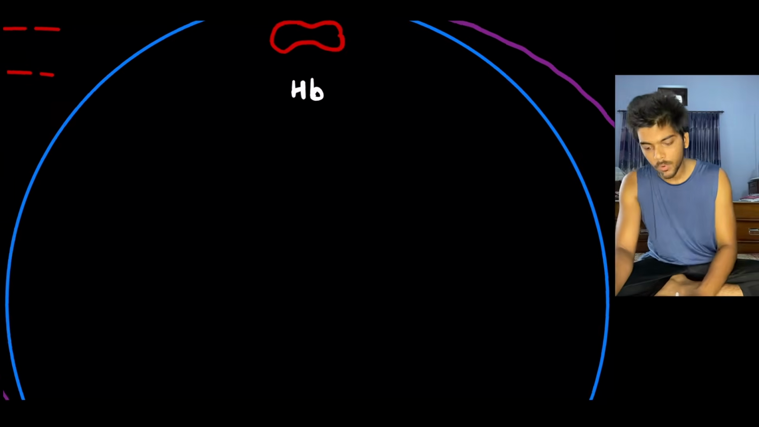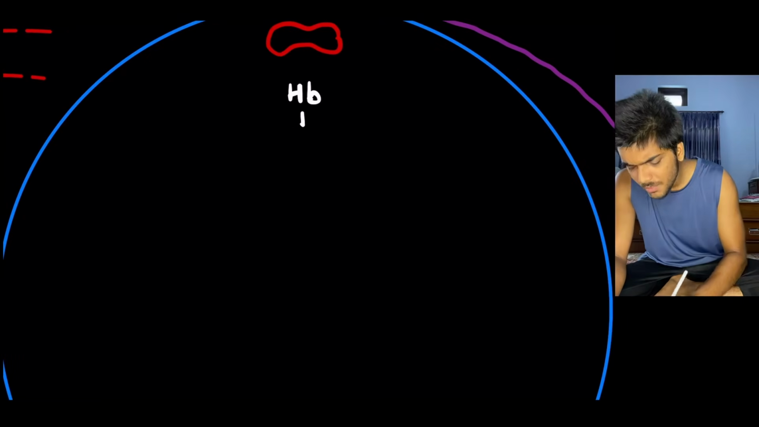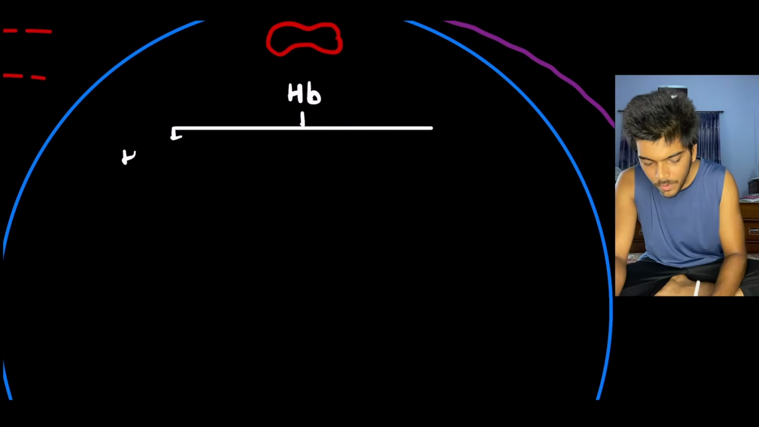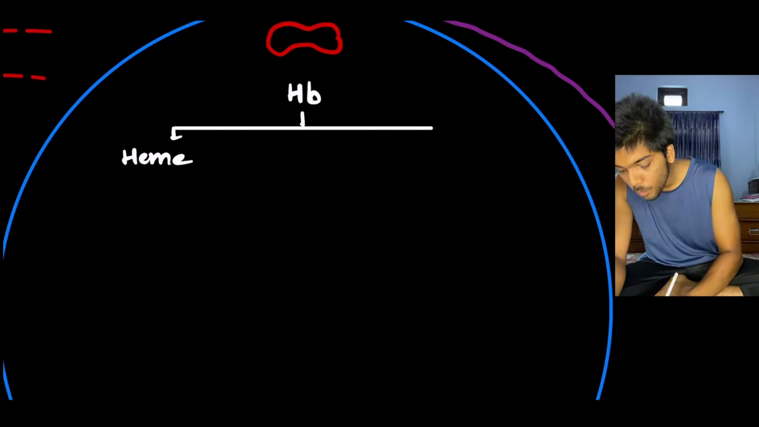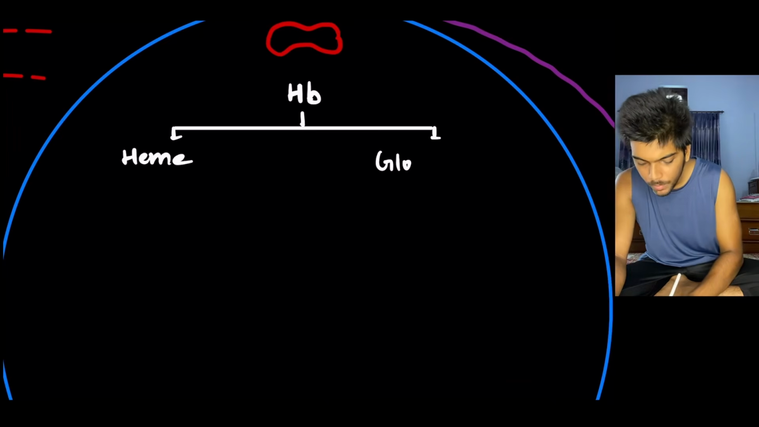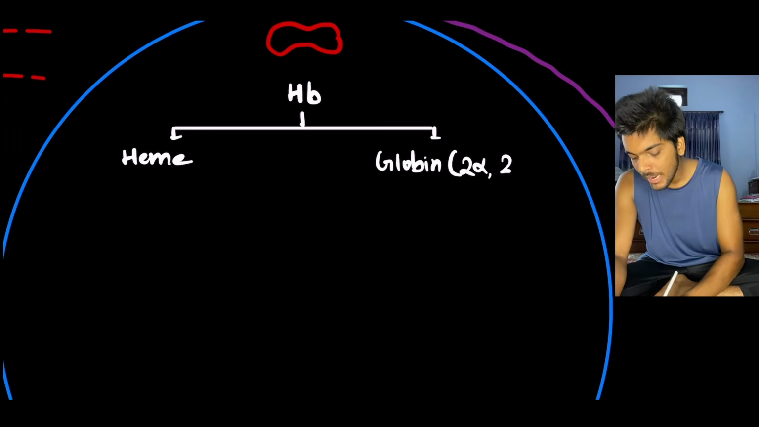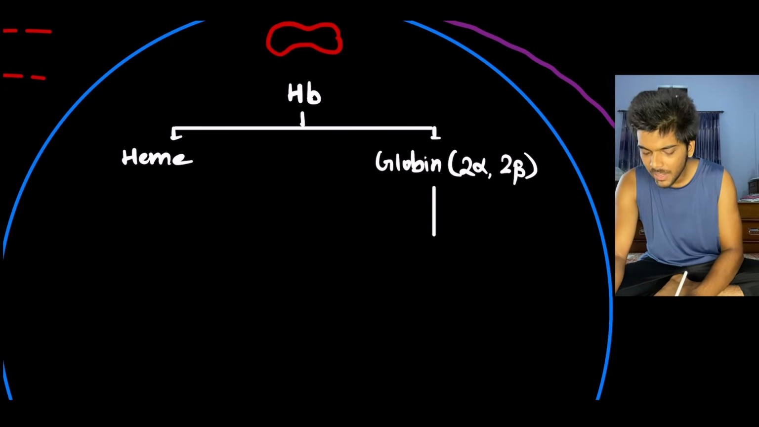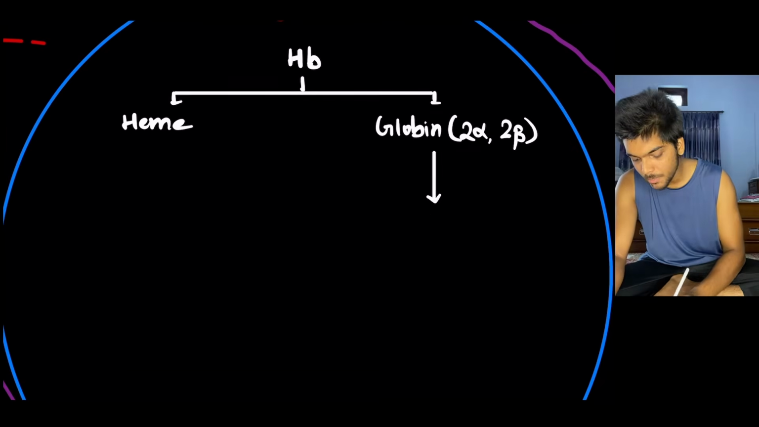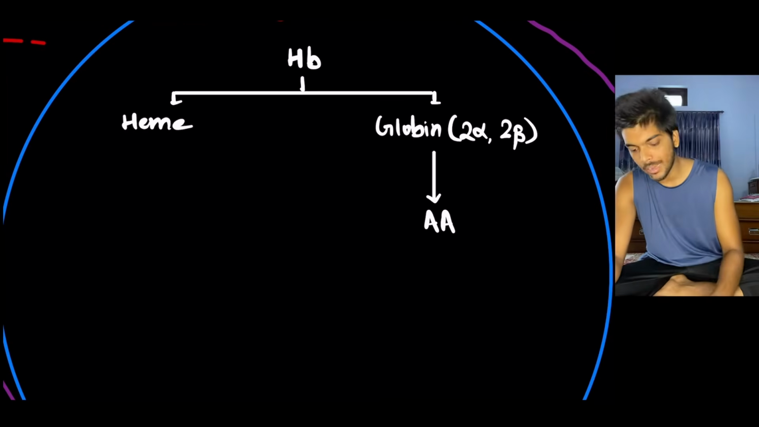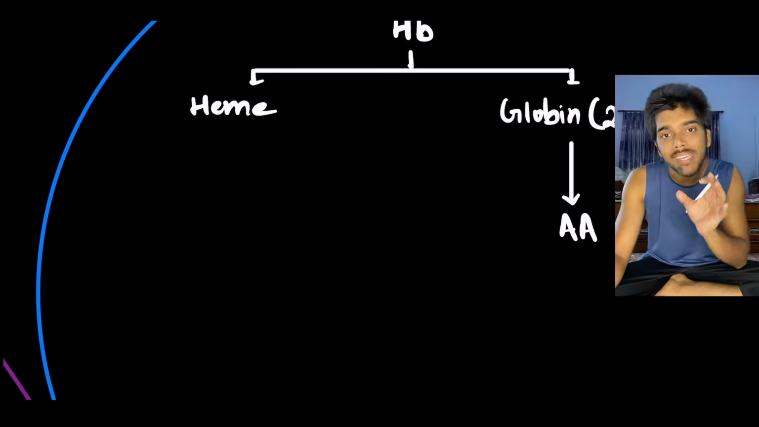Let's break down hemoglobin. You know the structure of hemoglobin, right? It contains 4 heme and 4 globin. Out of 4 globin molecules, there's 2 alpha globin and 2 beta globin. Be it alpha or beta, they are at the end of the day what? Protein. And protein is broken down into amino acid, and then the amino acid gets reused. Now we are just left with heme.